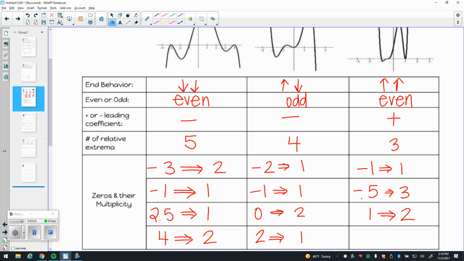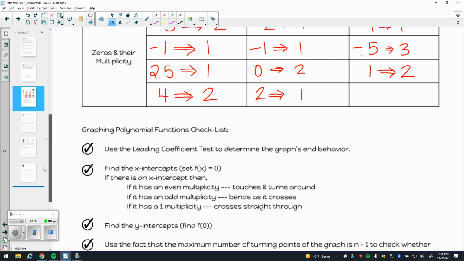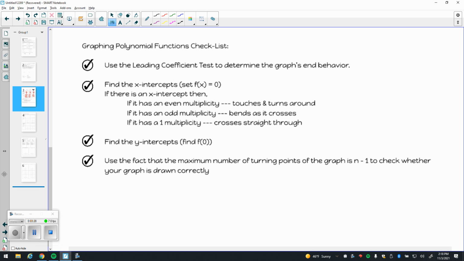Yeah? Okay. Now, when we graph these, there are things that you're going to want to make sure you're paying attention to. Use the leading coefficient test. Find the x-intercept: set my equation equals 0. You might have to factor. It might already be factored for you. Not always done. Here are those rules. If you weren't here on Monday, there are those rules that you're going to need.